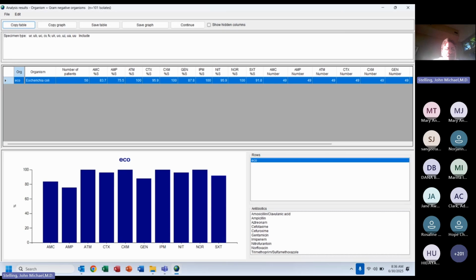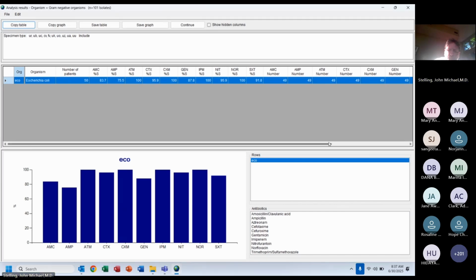And you only see E. coli because E. coli is the only organism that had over 20 isolates in urine. So the Pseudomonas, the Klebsiella disappeared. And keep in mind, this is only 1 month of data. If this were 1 year of data, you'd see many more organisms. Okay, good.